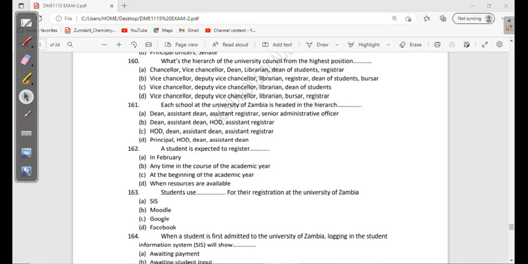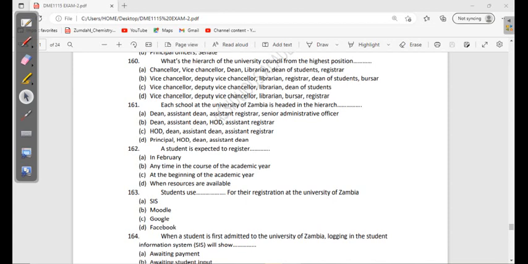160. What's the hierarchy of the University Council from the highest position? Chancellor, Vice Chancellor, Dean, Librarian, Dean of Students, Registrar. Vice Chancellor, Deputy Vice Chancellor, Librarian, Registrar, Dean of Students, Bursar. Vice Chancellor, Deputy Vice Chancellor, Librarian, Dean of Students, Bursar, Registrar. So what do you think?